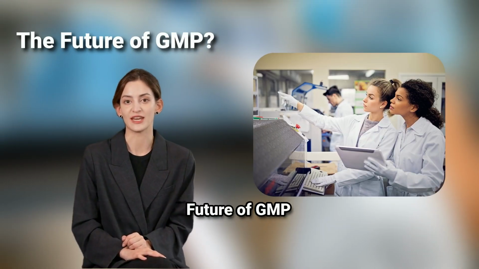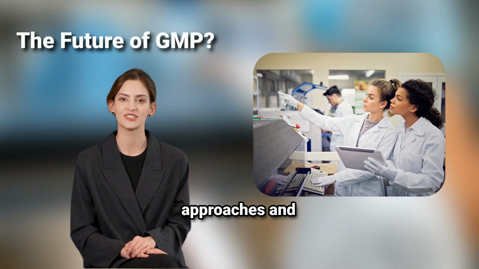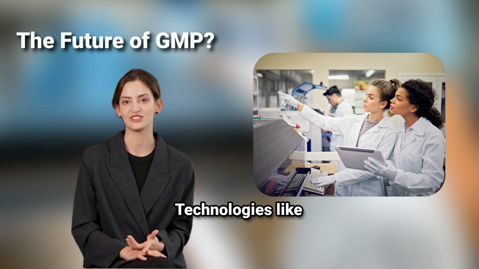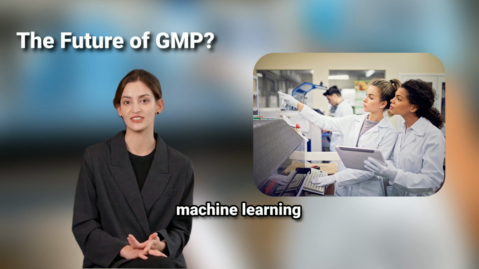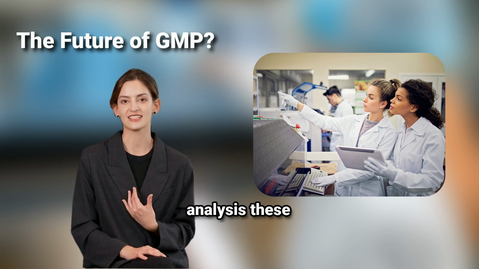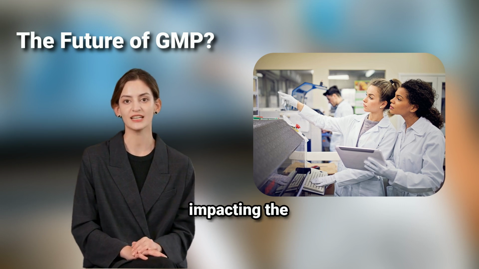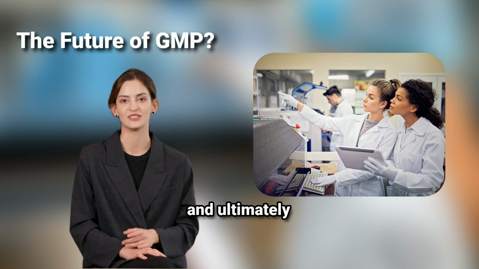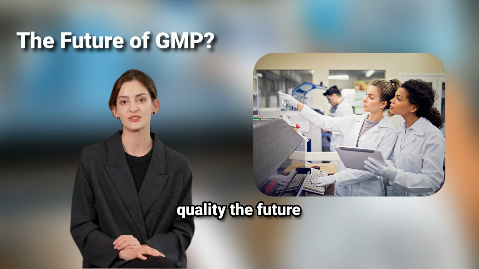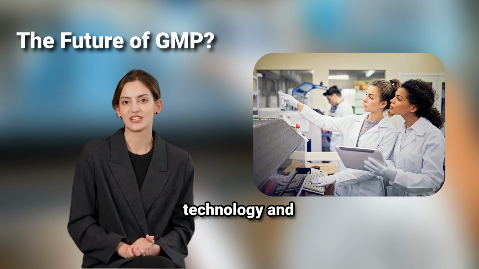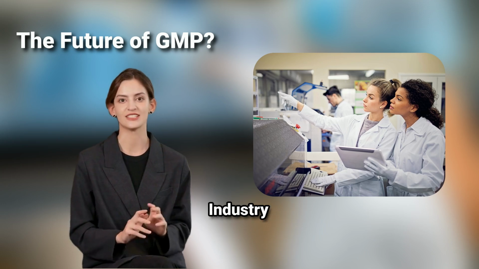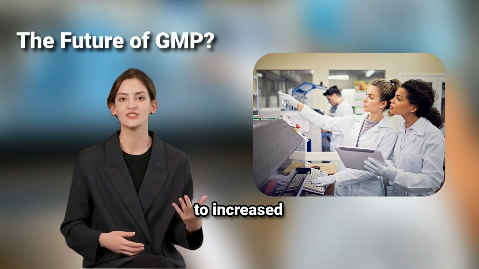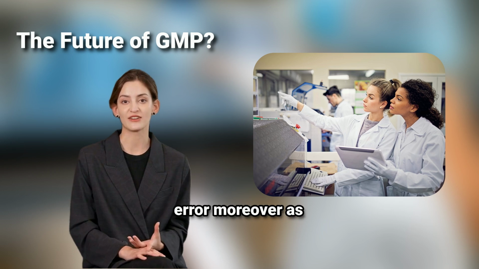What about the future of GMP? Greater emphasis on risk-based approaches and continuous improvement. There's also growing interest in implementing advanced technologies like artificial intelligence and machine learning for real-time monitoring and predictive analysis. These trends are significantly impacting the pharmaceutical industry by enhancing efficiency, reducing errors, and ultimately improving product quality. The future of GMP lies in leveraging technology and automation. The incorporation of industry technologies could revolutionize pharmaceutical manufacturing processes, leading to increased efficiency and reduced human error.